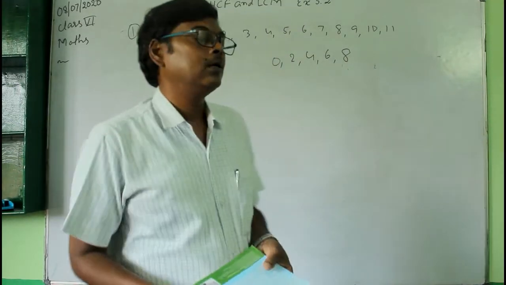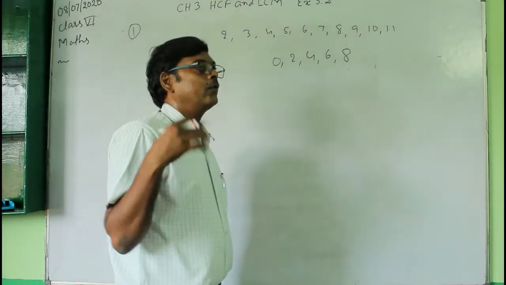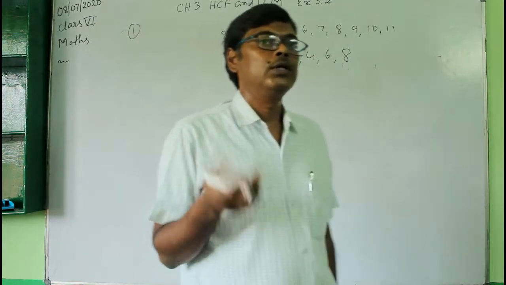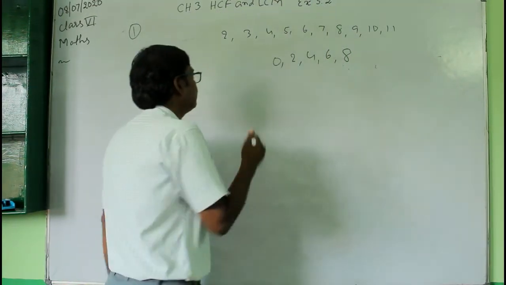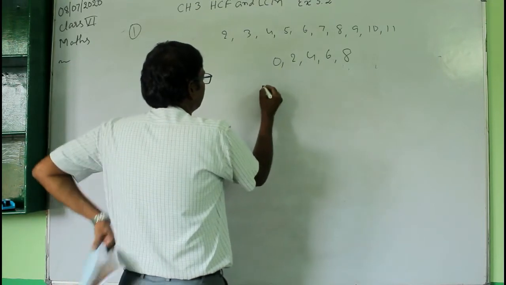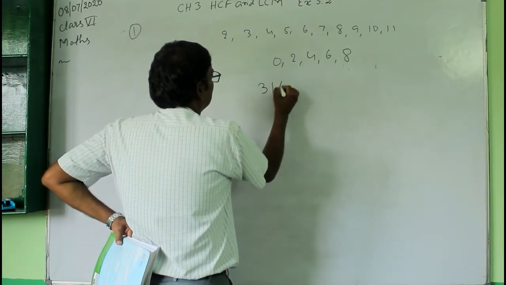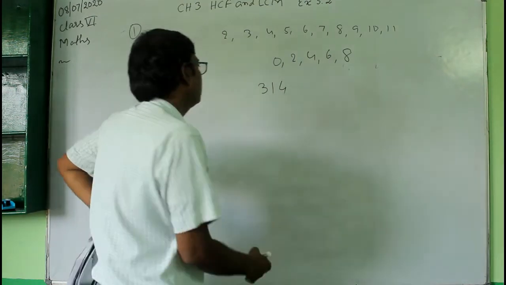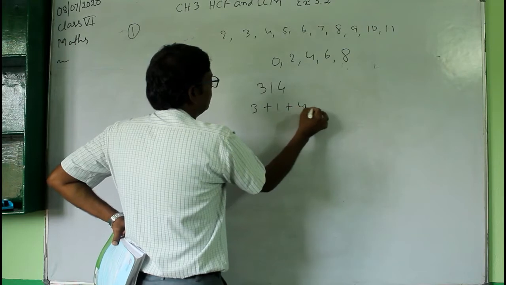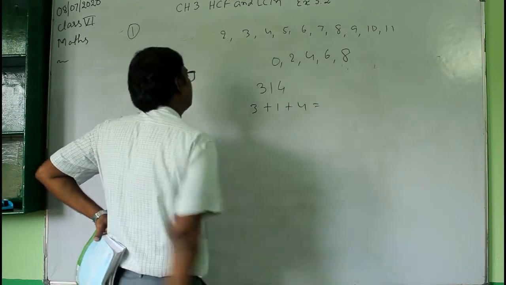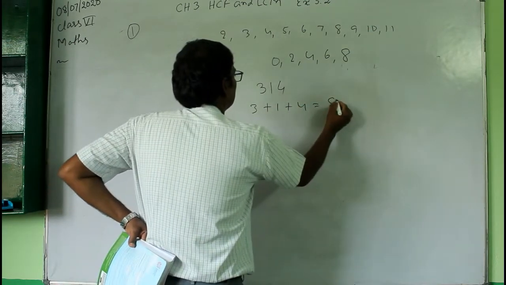Then the next question is number 3. How will you test whether a given number is divisible by 3? So what do you have to do for this? For that there is another rule. Suppose a number is given, 314. Then what do you have to do? You have to add its digits. 3 + 1 + 4, so how much will it be? 4 + 1 is 5, plus 3 is 8. So 8 has come here.